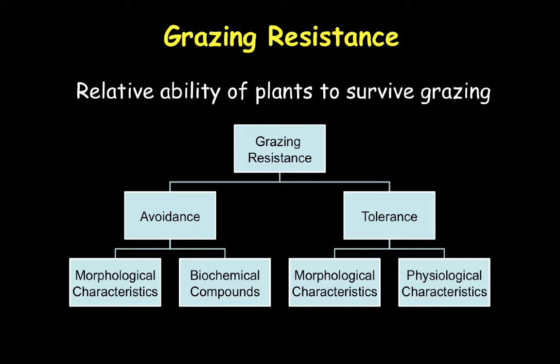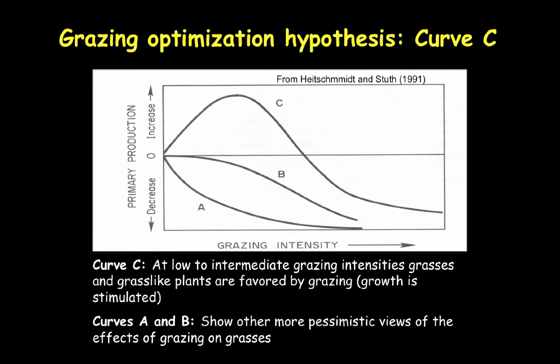Plants have also developed tolerance characteristics, and those can be in the form of morphological, again, structure, or physiological characteristics. So we're going to talk about a few of these as we talk about the ability of a plant to survive the grazing bout.